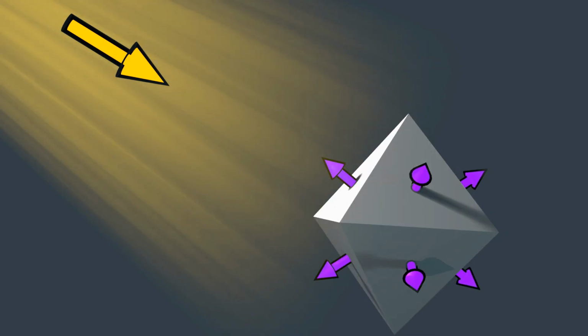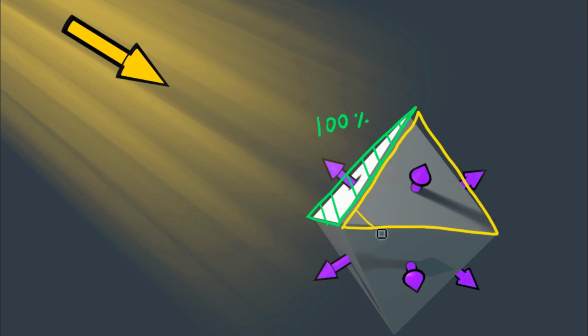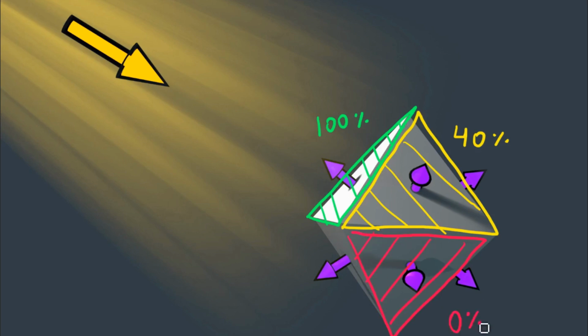Let's take a look at this face over here. If the direction of the light is opposite to the direction of the face, then this face will get 100% bright. Now let's see this other face over here, which is pointing at a more open angle. This one gets less bright. Let's say this is just 40% bright. And finally, this face over here, which is pointing in the same direction, has no brightness at all.